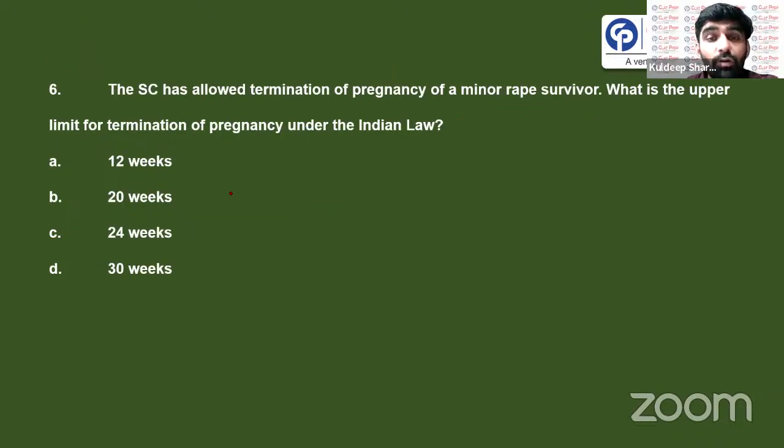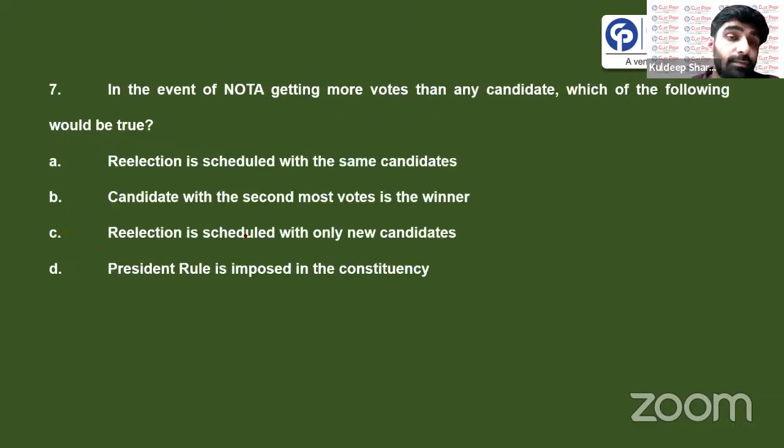Next, the Supreme Court has allowed termination of pregnancy of a minor rape survivor. What is the upper limit for termination of pregnancy under Indian law? So we already know now that the upper limit is 24 weeks.